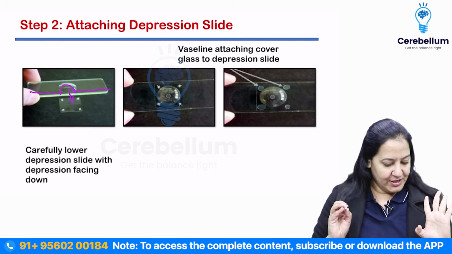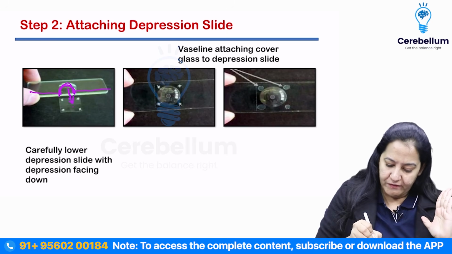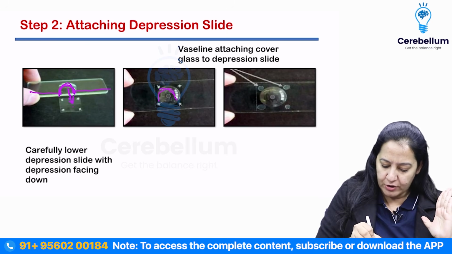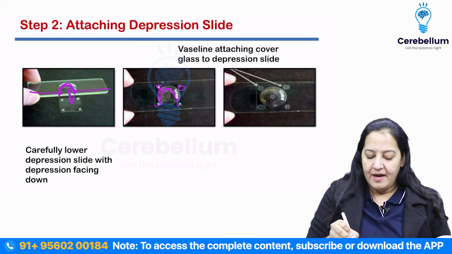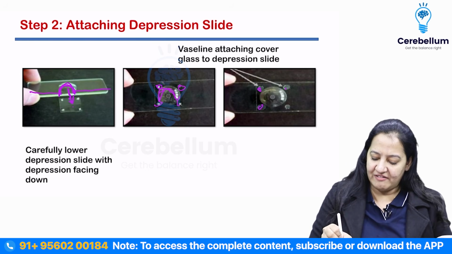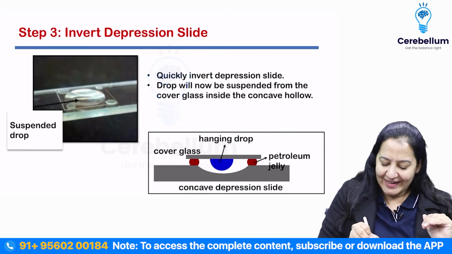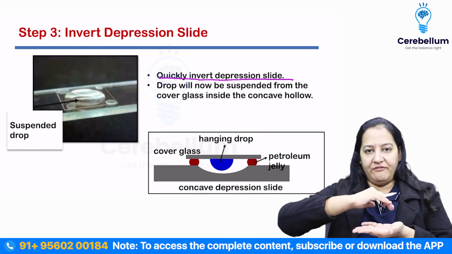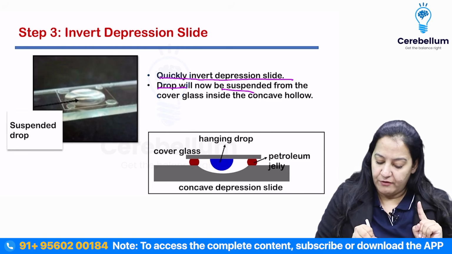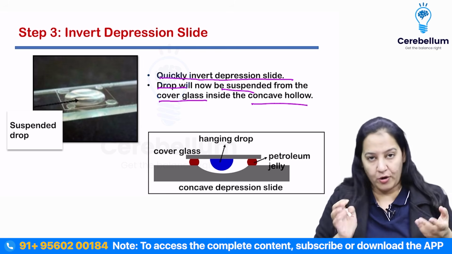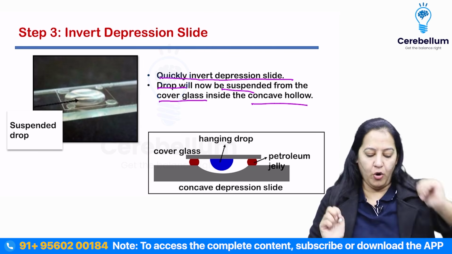So, you can see the same thing is shown to you. First, you have to put the depressed area over the drop, right? So, the depressed area goes over the drop, and the Vaseline is just to provide a little bit of elevation. You have to stick the Vaseline here, and after that you have to quickly invert the depressed slide. You have to do the flip flap like this. Invert the depressed slide. The drop will now be suspended from the cover glass inside the concave hollow in the slide. So this is the drop which is hanging in the hollow of the depressed slide.